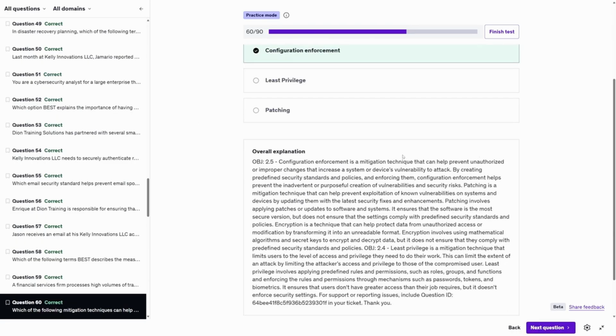Configuration enforcement is a mitigation technique that can help prevent unauthorized or improper changes that increase a system or device's vulnerability to attack. By creating predefined security standards and policies and enforcing them, configuration enforcement helps prevent inadvertent or purposeful creation of vulnerabilities and security risks. I'll leave up the other answer options for a few extra seconds.